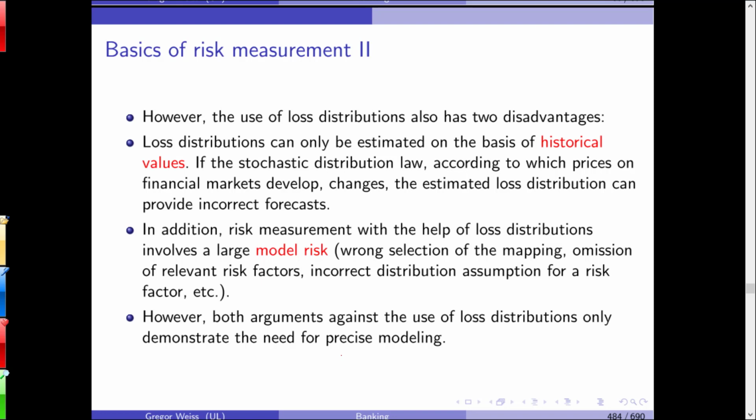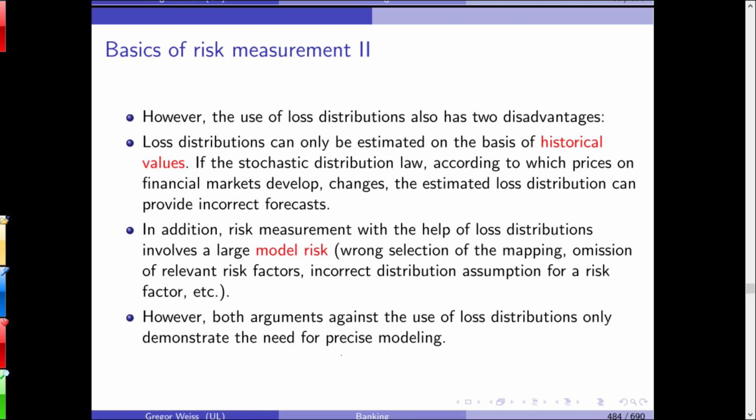First disadvantage is, as with any statistical distribution, you need data to model your loss distribution. But that's not a disadvantage, that's just a requirement. If you do not have data, well, then how are you supposed to measure your financial risk? In addition, measurement with the help of loss distributions involves a large model risk.